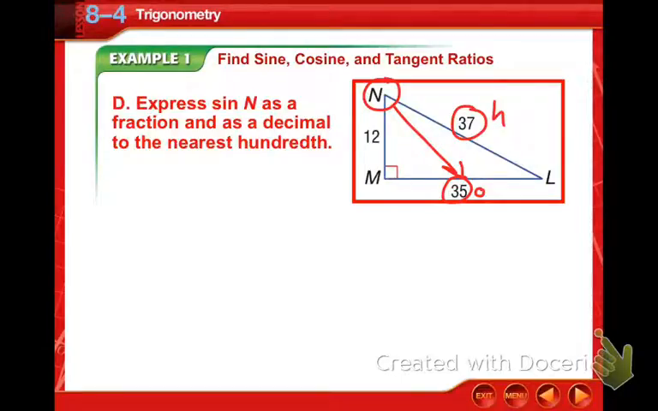So let's see, we got sine of N now is equal to our opposite, 35, over hypotenuse of 37. That fraction should look pretty similar because we just had it when we did cosine of L. That's the same exact fraction, and our answer is the exact same ratio, 0.95.